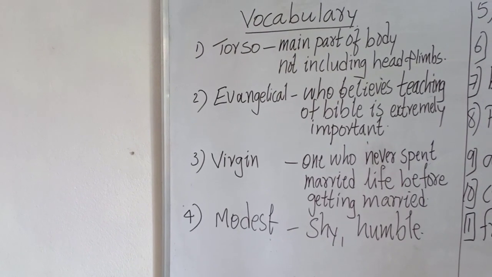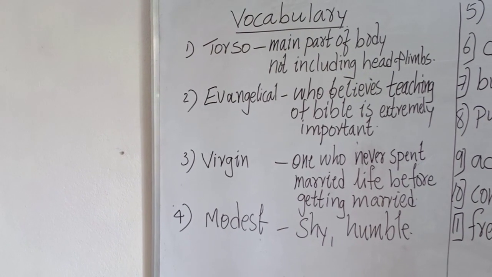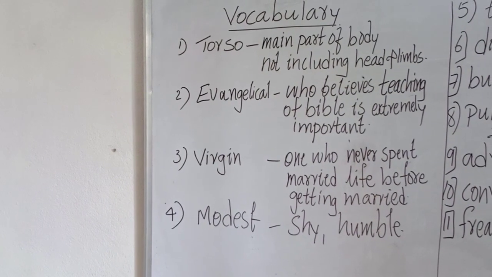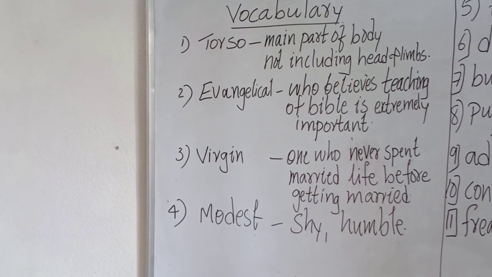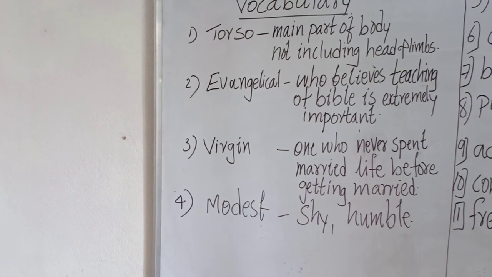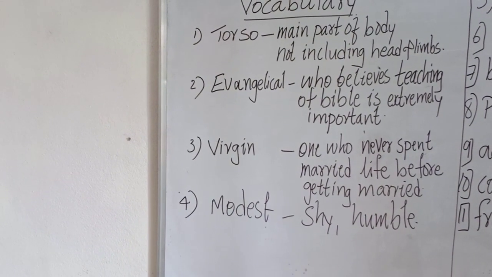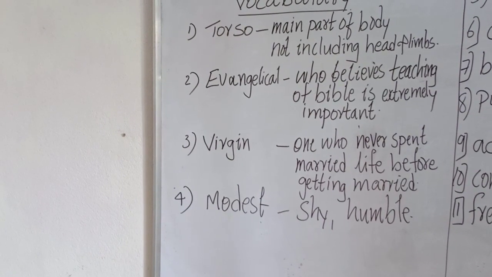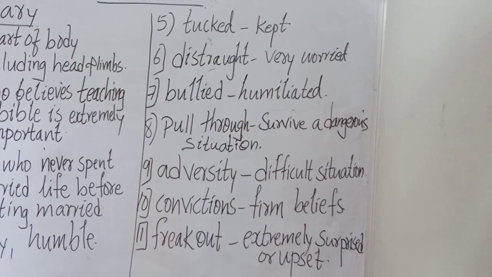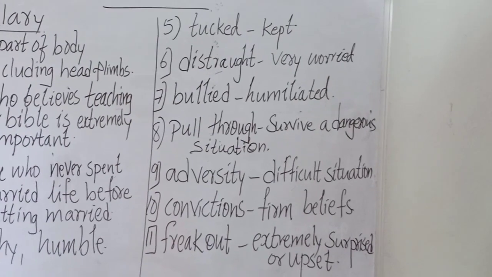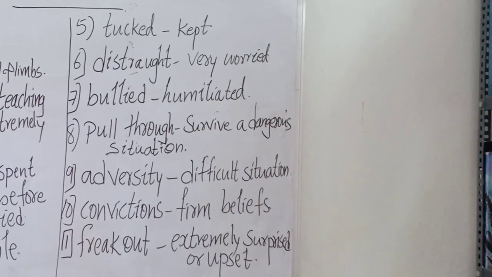Before going to the lesson, let us know some of the important new words from this chapter. The first word is torso. Torso means the main part of the body, not including head and limbs. Evangelical means who believes the teaching of the Bible is extremely important. Virgin, one who never spent married life before getting married. Modest, shy. Tucked means kept. Sixth word is distraught, means very worried, and bullied means humiliated.